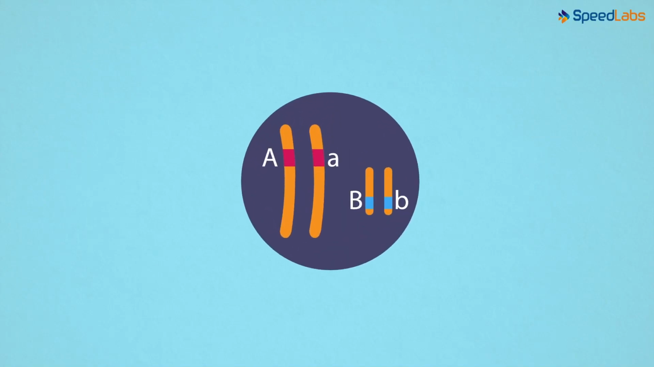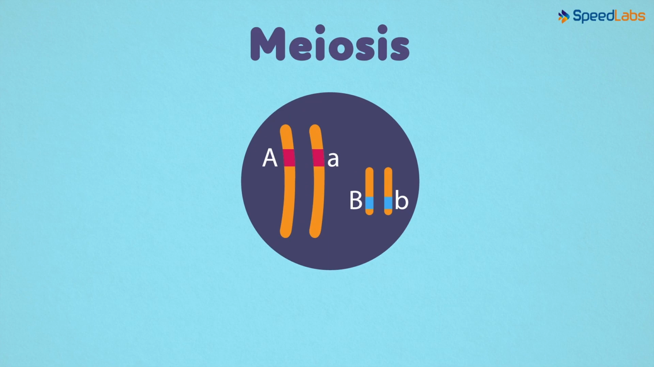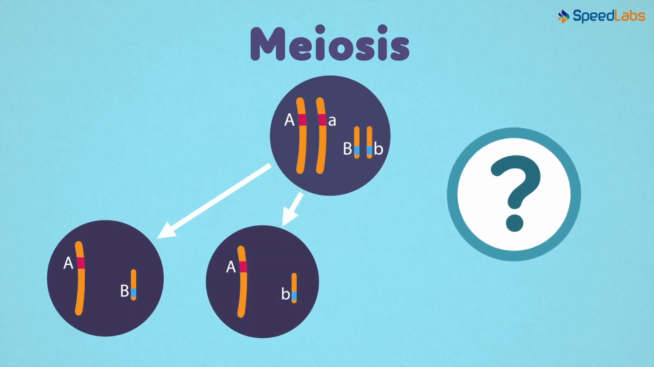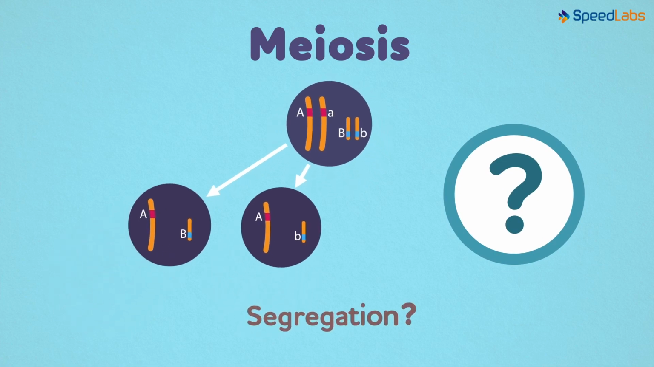Imagine this to be a cell that's about to undergo meiosis. Can you tell me how will the genes segregate during gamete formation? I mean, will this A gene and this B gene get into one cell together? Or will one dominant and one recessive gene get into a gamete? Can you tell me how will the segregation be?